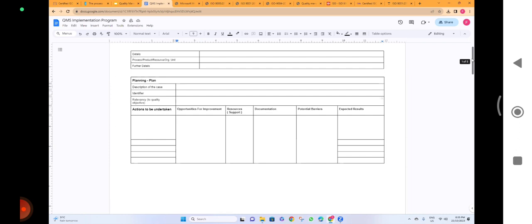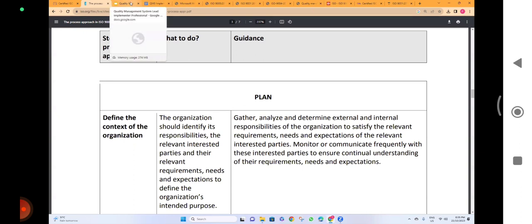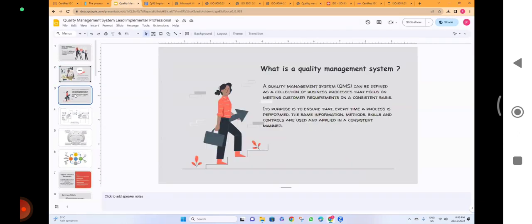So you're going to see that implementing a quality management system is really easy. I will show you at each one of the 12 actions what to do, what the opportunities for improvement are, the documentation required, the common pitfalls, and also the expected results. All of these 12 steps have been highlighted by ISO in this white paper from 2015. Another concept in implementing a quality management system is to understand the definition of a quality management system.